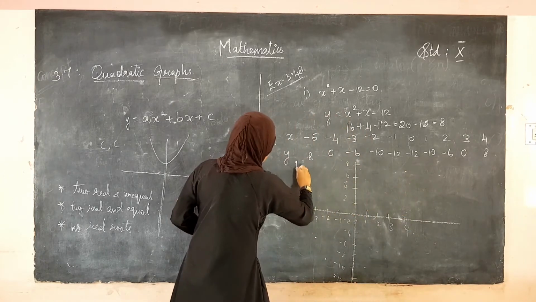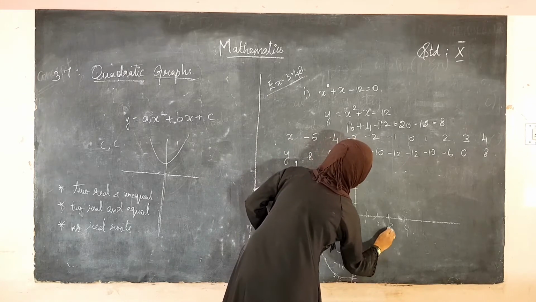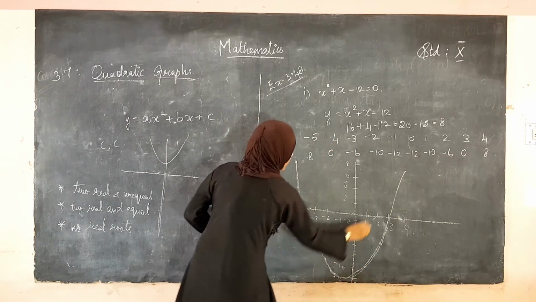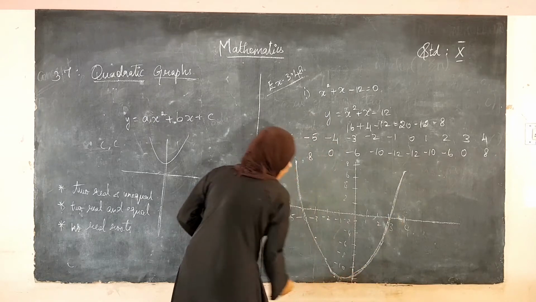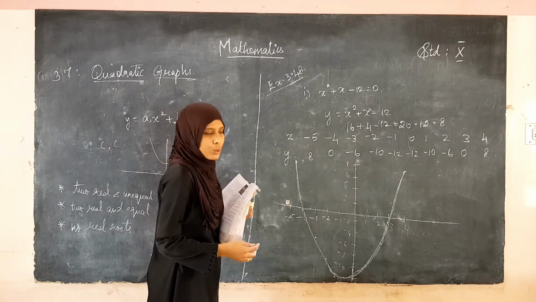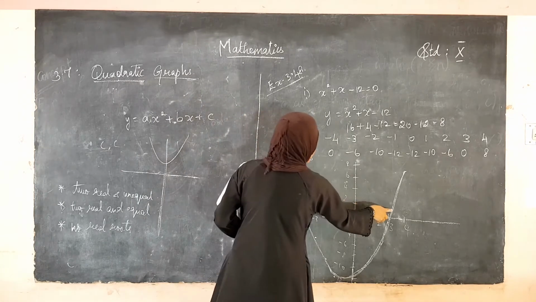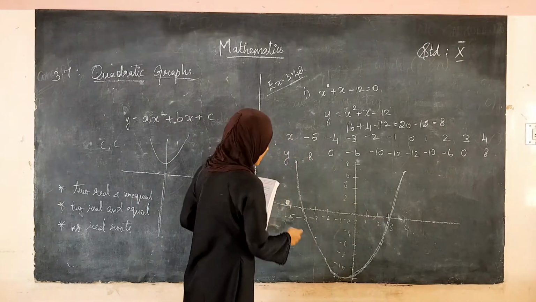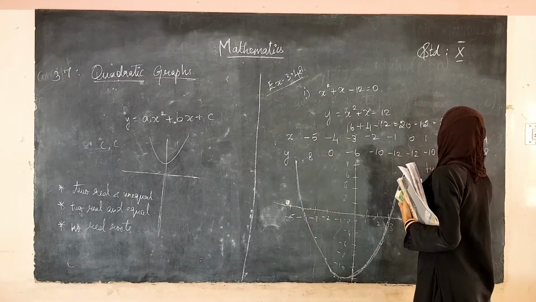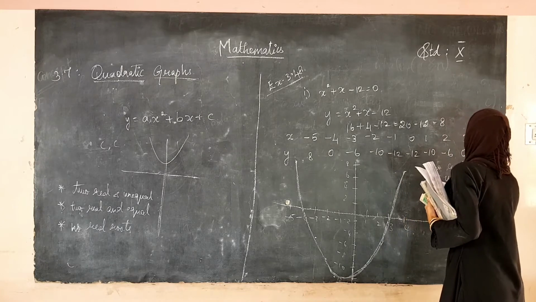See the graph. This is the graph, right? This is the required graph. Now we have to see the nature of the solution of the given equation. See here, the graph touches the x-axis at 2 points, right? Since the graph touches the x-axis at 2 points, what is the nature of the roots? It has 2 real and unequal roots.